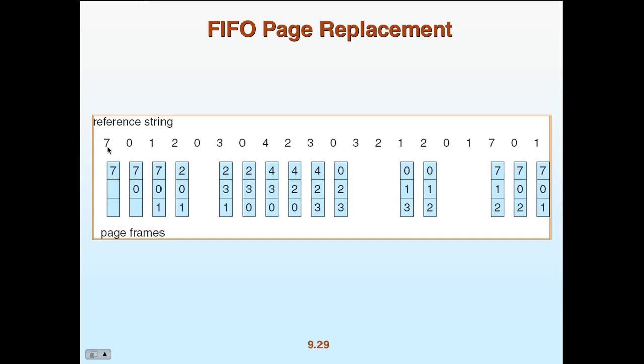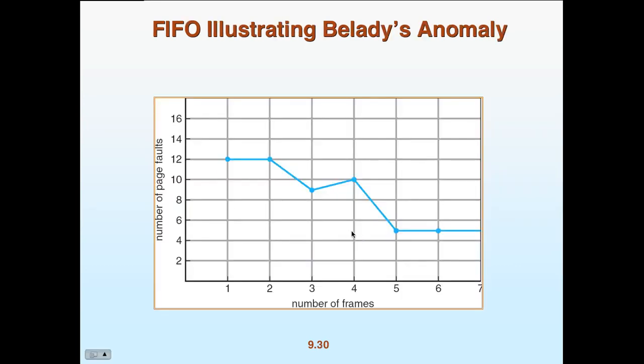So number 1 was the 7, and then we had the 7 and the 0, the 7, 0, and the 1. I'm not going to go through it, but this is essentially the logic of what's going on here. 0 got loaded in here somewhere. 2, 0, 3, 2, 0, well, that got swapped out, 3. But we're loading up those pages with the reference string.